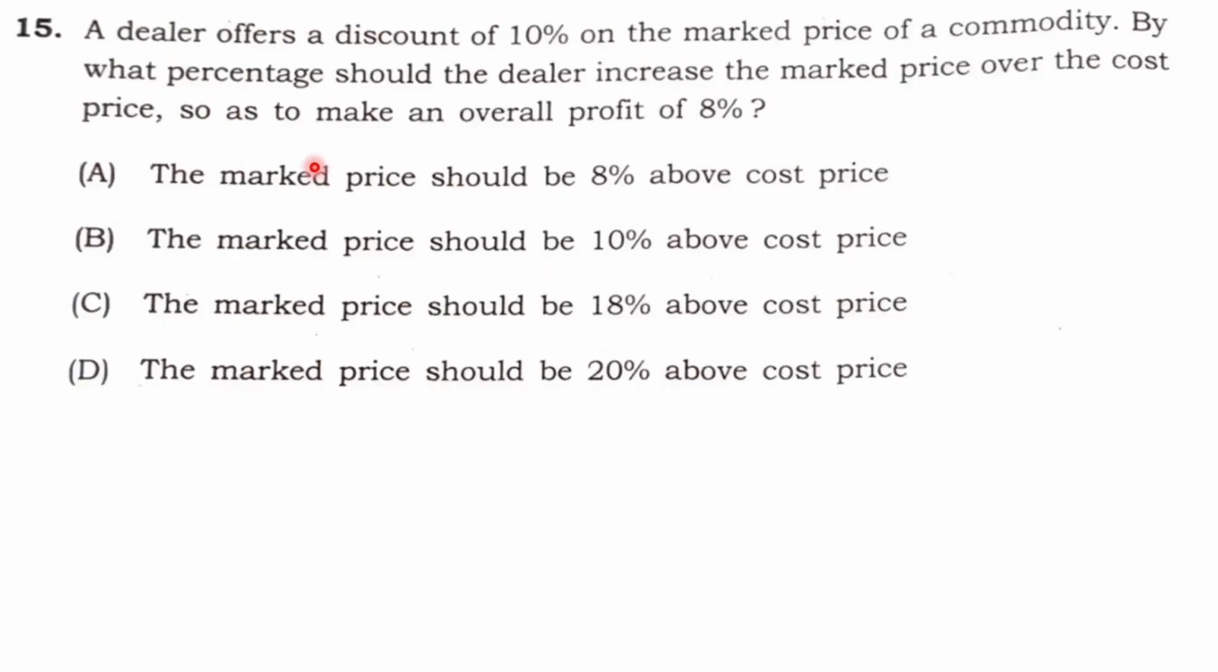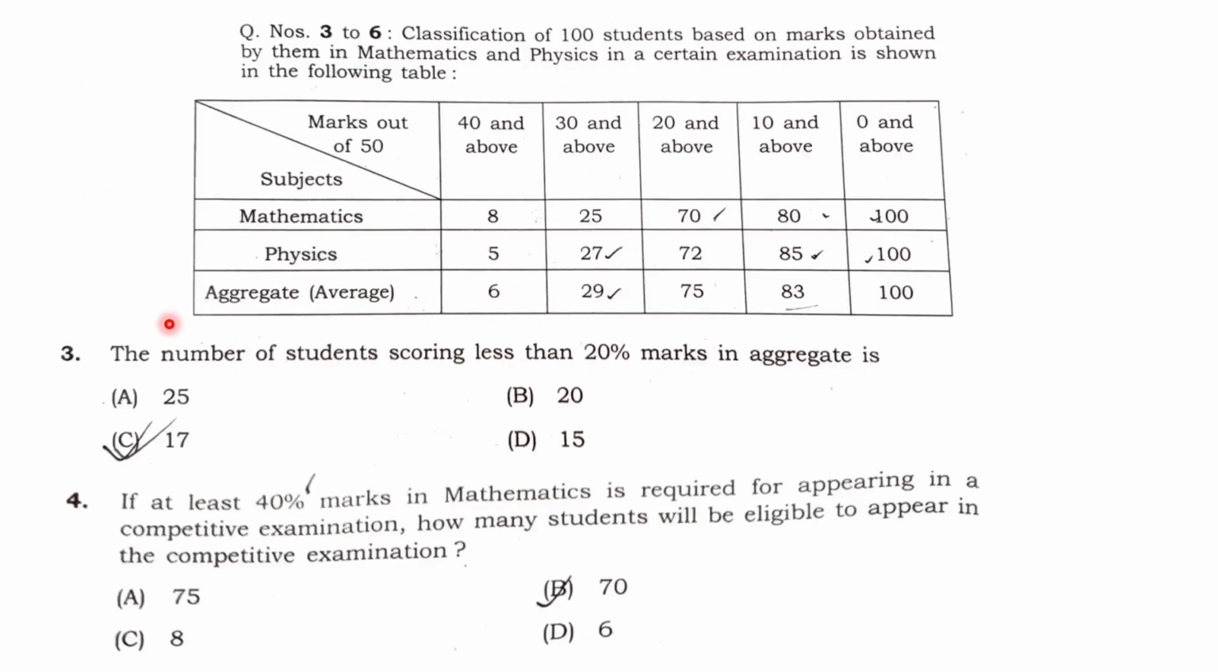We here have another question which says that a dealer offers a discount of 10% on the market price. It should be the market price of the commodity. By what percentage should the dealer increase? So already there is a discount of 10%, and to make an overall profit of 8%, we have to add it. So 10 plus 8, 18% above the cost price is the correct answer.